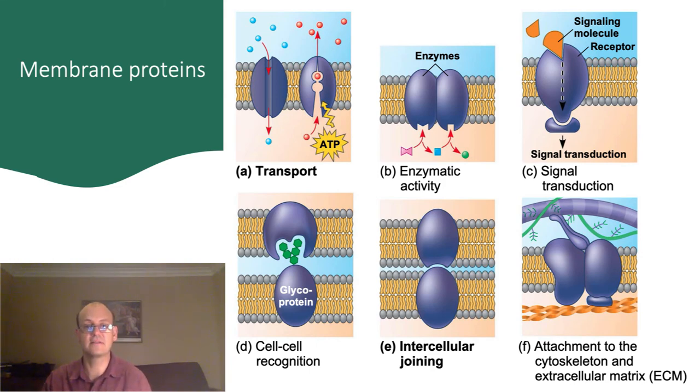Other proteins transmit signals from one side of the membrane to the other. They receive a signaling molecule on one side of the membrane and pass the signal to the other side. Some proteins are responsible for cell-cell recognition. Most of our cells have glycoproteins on the surface, and the oligosaccharide chain is unique to our cells. Our immune system identifies those cells as being legitimately part of our body. If our immune system identifies a cell that does not have the correct oligosaccharide on the surface, the immune system will kill that cell.